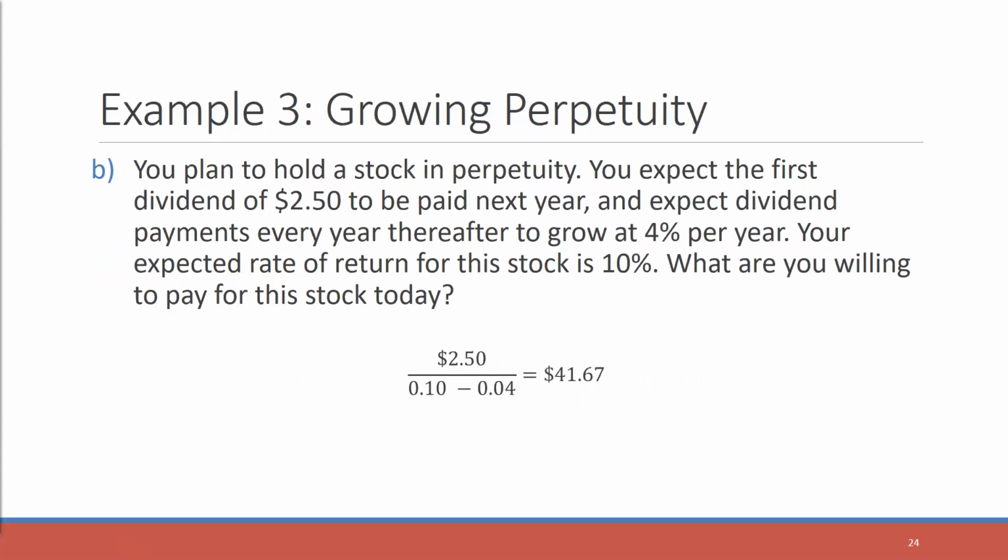A growing perpetuity. You plan to hold a stock in perpetuity. You expect the first dividend of $2.50 to be paid next year, and the expected dividend payments thereafter to grow at 4% per year. Your expected rate of return for this stock is 10%. What are you willing to pay for the stock today?